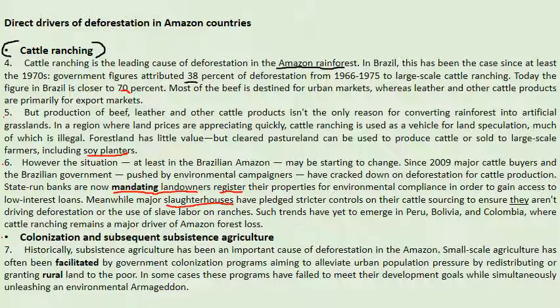Colonization and subsequent subsistence agriculture. Historically, subsistence agriculture has been an important cause of deforestation in the Amazon. Small-scale agriculture, of course, agriculture is planting crops. Crops are plants that we eat, such as soy or corn, tomatoes, etc., has often been facilitated by government colonization programs aiming to alleviate urban population pressure by redistributing or granting rural land to the poor.